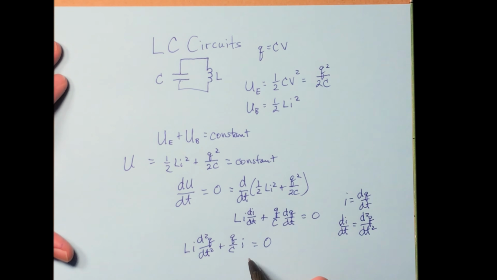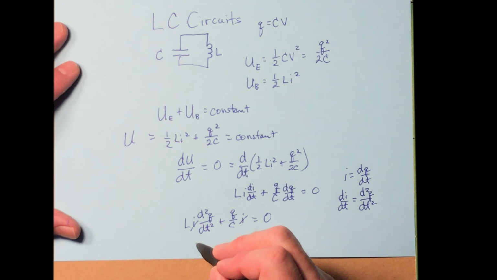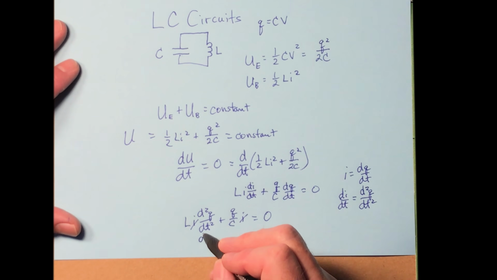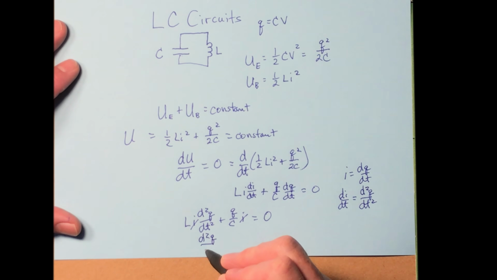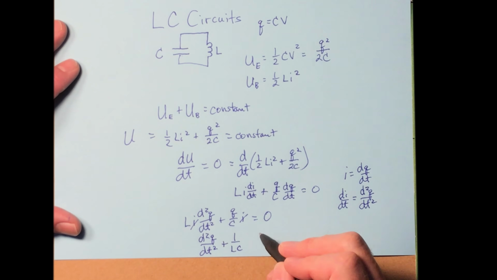All right, now we can divide both sides by I here. As long as I is not 0, that's legal, and those I's will go away. And we have a differential equation that looks like this. Let's go ahead and write it in its general form: d squared Q/dt squared plus 1 over LC times Q equals 0.